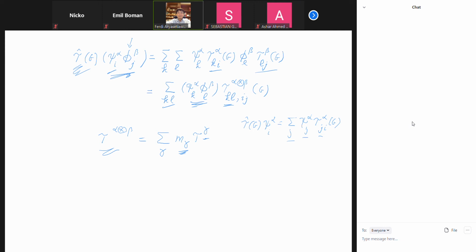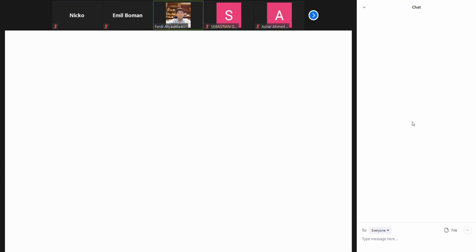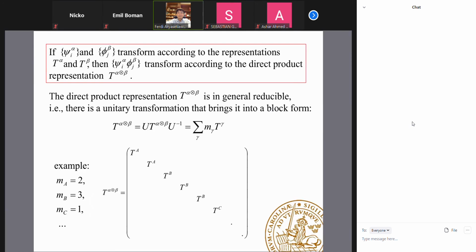So if we go back to what we have here, we see something like this. I should have a tilde here. Tilde. It's a different matrix, of course. For some reason it disappears from my PDF. So yeah, it's like this.